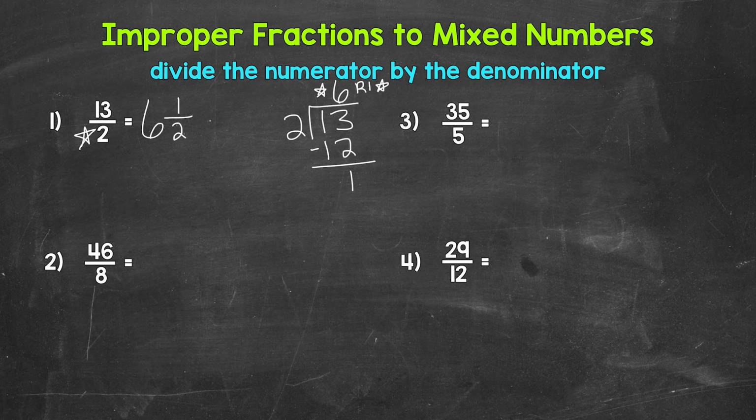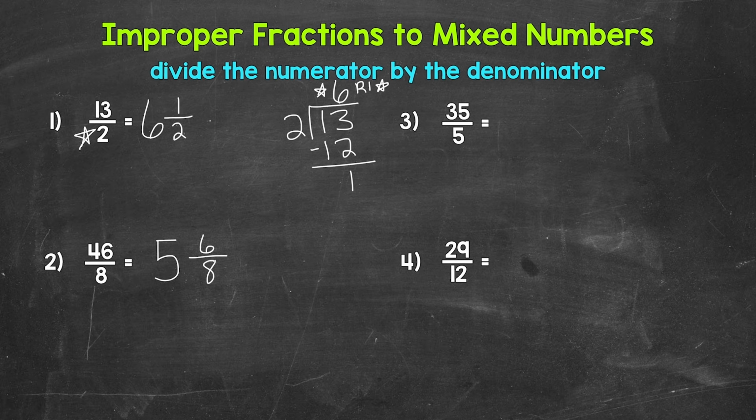46/8. Let's write this as a mixed number. So we need to do 46 divided by 8. How many whole groups of 8 in 46? How many 8's in 46? Well, 5. That gets us to 40. So 5 whole groups of 8. That gets us to 40. So we have a remainder of 6. That's our numerator. And then we keep our denominator of 8. So we end up with 5 and 6/8.